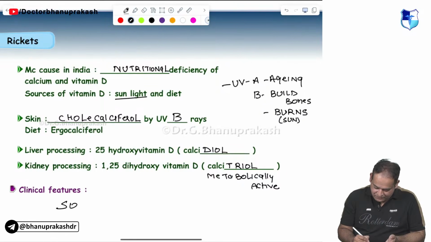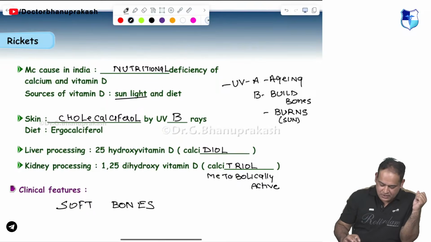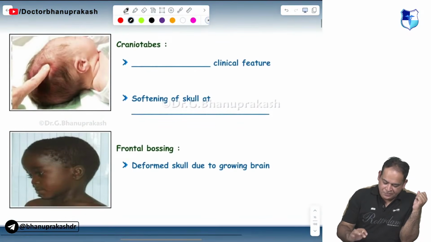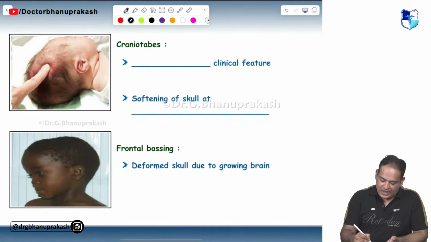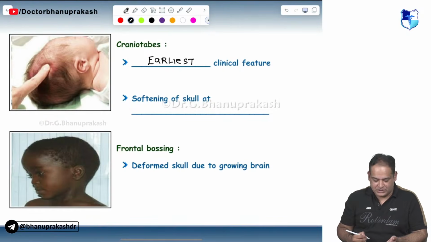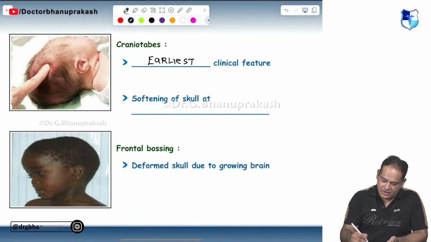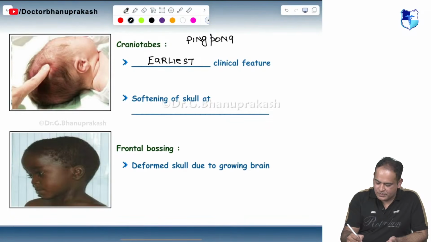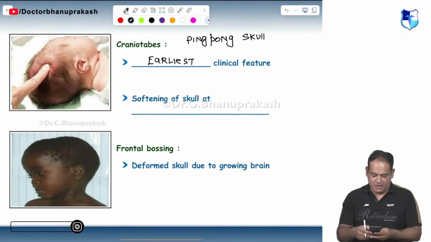Fine. Now the clinical features are soft bones. Now comes the PYQs here. Now craniotabes. Why is craniotabes important? Because this is the earliest clinical feature seen in rickets. Fine. Now this is also called ping pong skull.